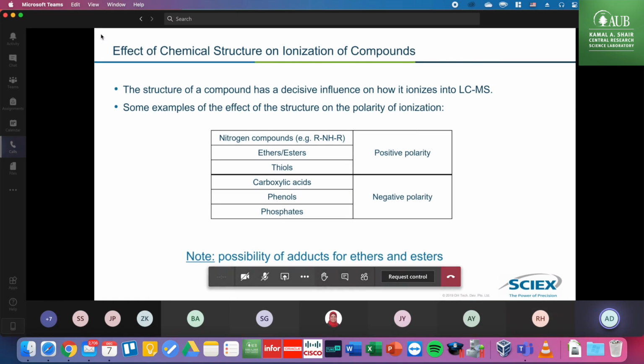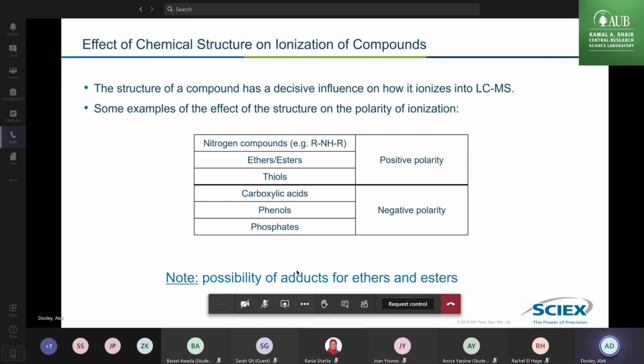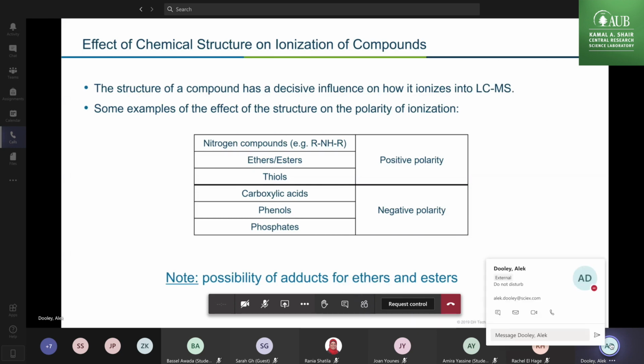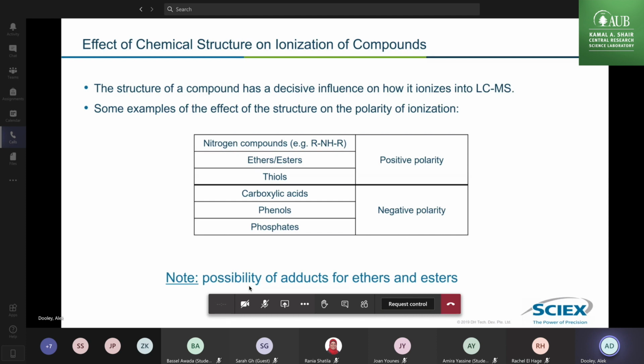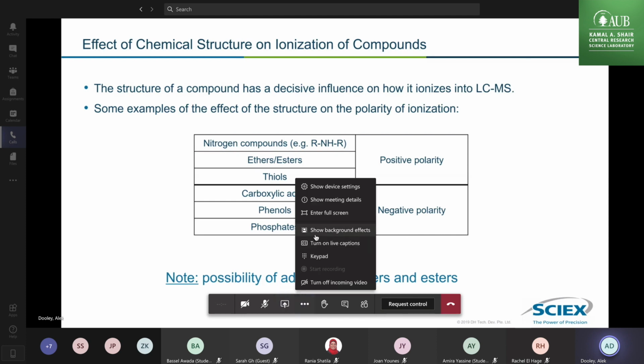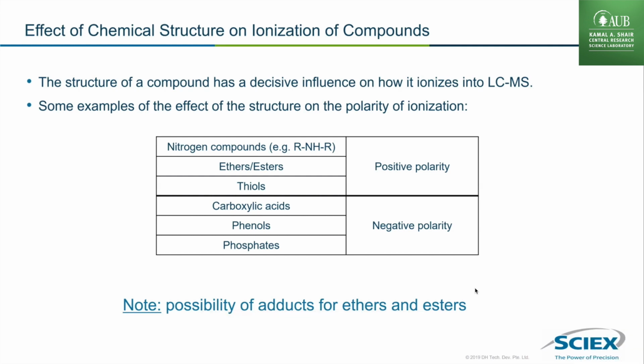Other examples of compounds that work with positive mode are ethers or esters, and if you have an ether or an ester, that may be an example of something where you may form an adduct, which we'll talk about in a second. A thiol is a sulfur group, so if you have a sulfur atom in your compound, it's also a candidate for positive polarity. Negative polarity, again, you have to have the hydrogen to lose it. So it has to have a carboxylic acid or a phenol that will be lost, or actually something with a phosphate group in it also works great in negative polarity.